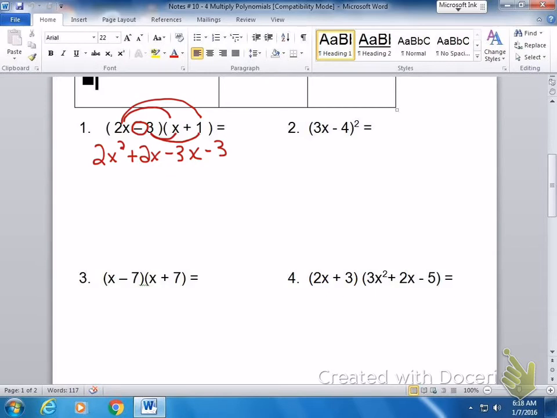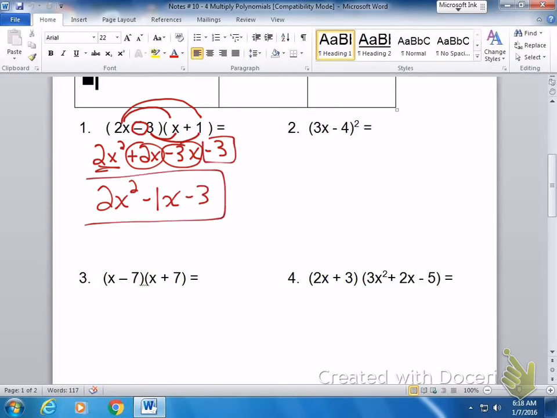Now I just need to look to see if there's any like terms I can combine, and I'm finished. So I have x squareds first, and that's the only one, so I have 2x squared. I have an x and another one. So I have positive 2x minus 3x, which is negative 1x, or just negative x. And then all I have at the end is a minus 3, so minus 3. And there's your answer. The good thing about these is that's all there is to it. You distribute, you combine like terms, okay?